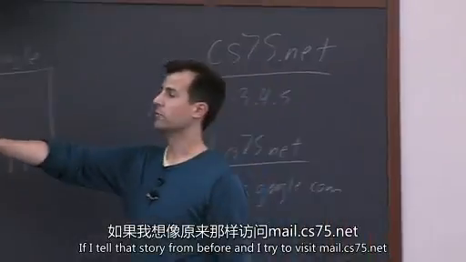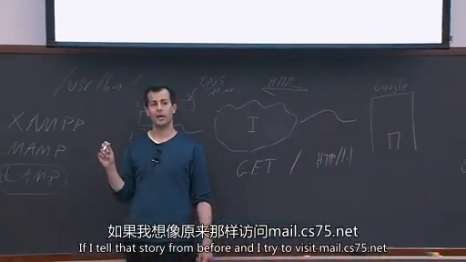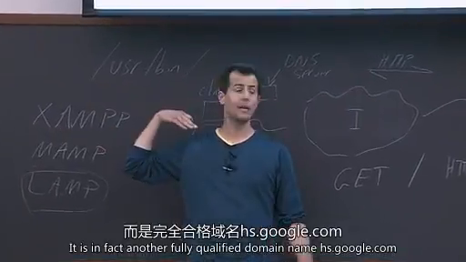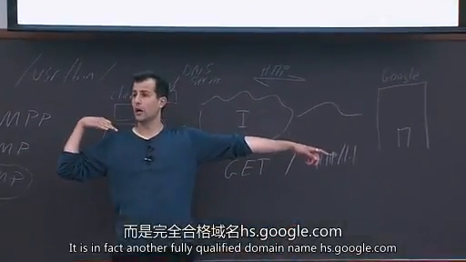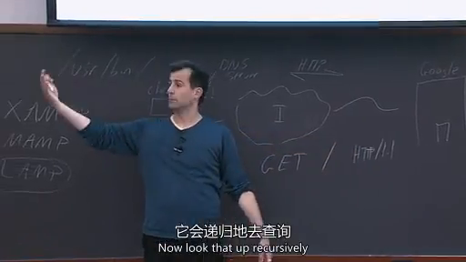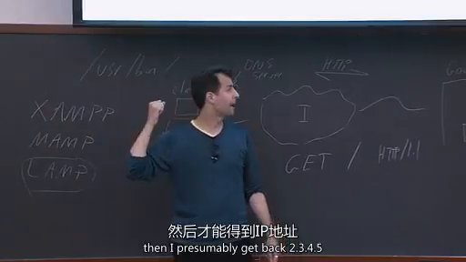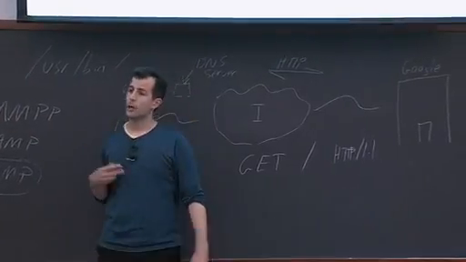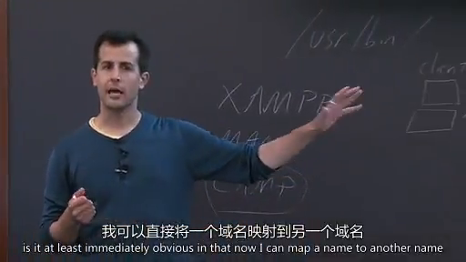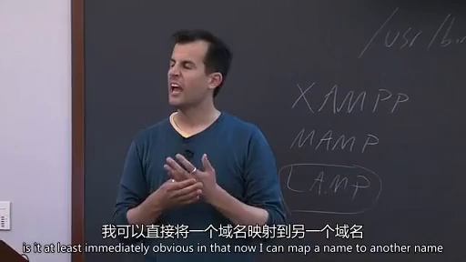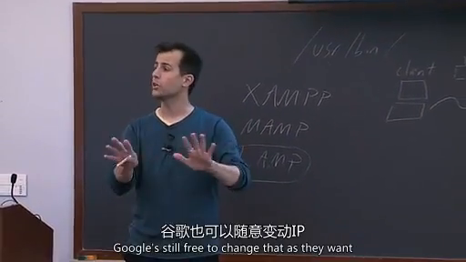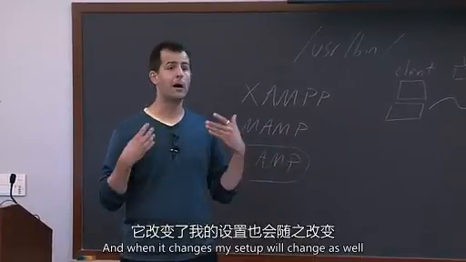If I tell that story from before and I try to visit mail.cs75.net, the DNS response I get back is not an IP address. It's in fact another fully qualified domain name, hs.google.com. So what does my laptop next have to do? Now look that up recursively, then I presumably get back 2.3.4.5. So the upside of CNAMEs or aliasing is at least immediately obvious in that now I can map a name to another name, and I myself, the middleman, I don't have to care about what the underlying IP address mapping is. Google is still free to change that as they want, and when it changes, my setup will change as well.